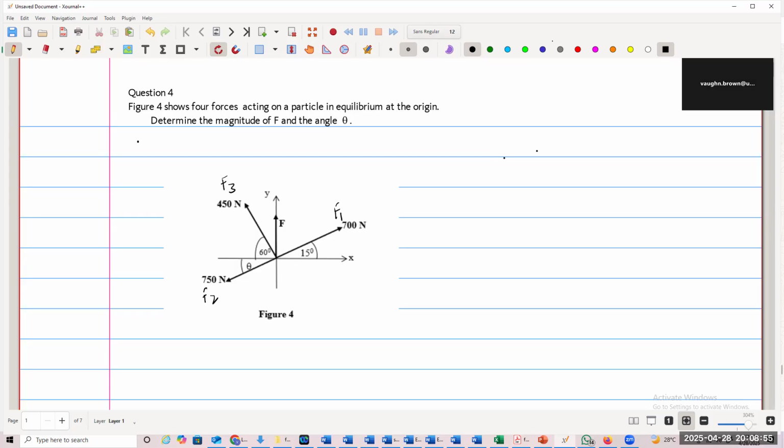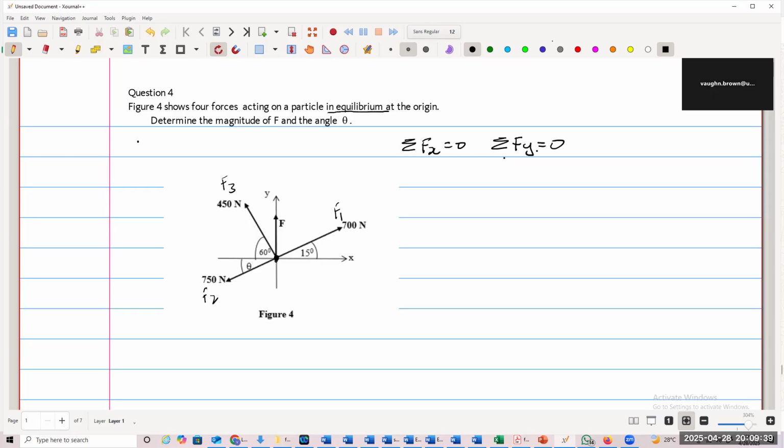Now the system says it is showing the four forces acting on the particle. So the particle is right here, let me make it big and bold. All four forces act on the particle. When it says the particle is in equilibrium, you must know that your resultant is zero. So you can use your equilibrium equations: the sum of the forces in x equals zero, and the sum of the forces in y equals zero. Those are what you're supposed to be using. You're not really going to use a moment here.